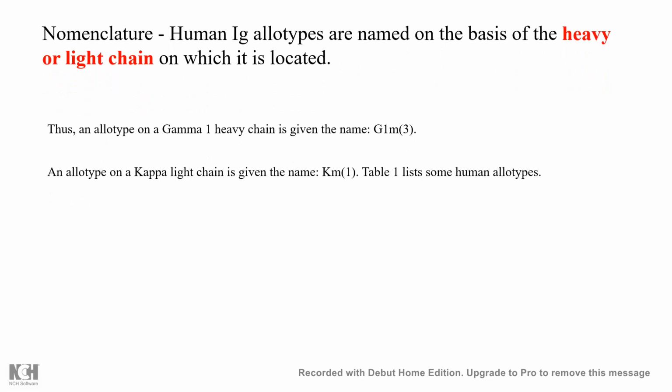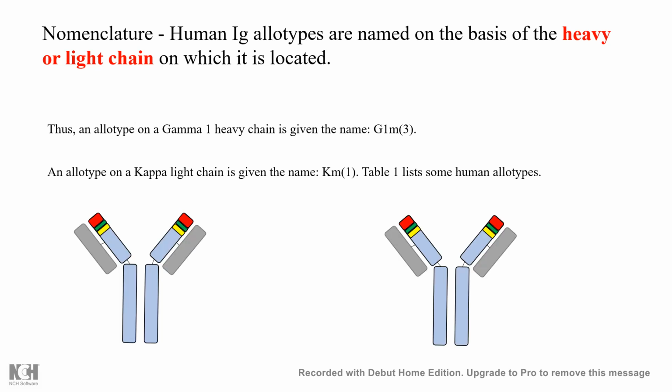Now let's look at the nomenclature of allotypes. Nomenclature is based on the heavy chain or the light chain name. For example, IgG antibodies are encoded by gamma, right? The gamma constant region, so it would be named as gamma 1M and its variant number like 3 or 1, something like that. The light chain would be written as K for kappa, and then M variant 1 or 2, something like that. So IgG-M1 and IgG-M3 are allotypes of one another.